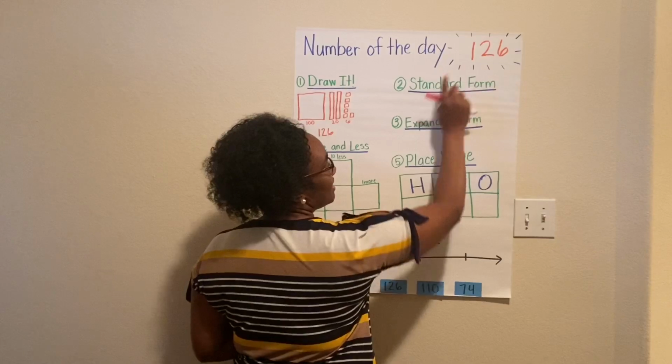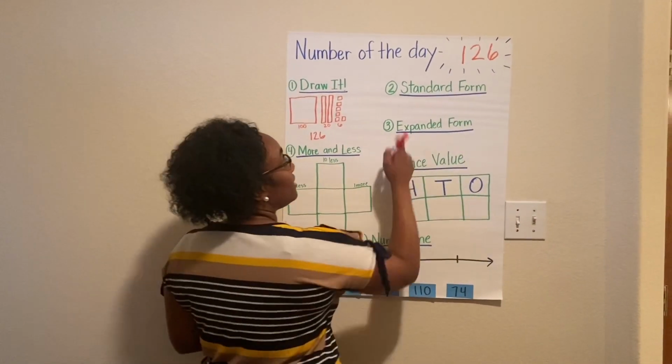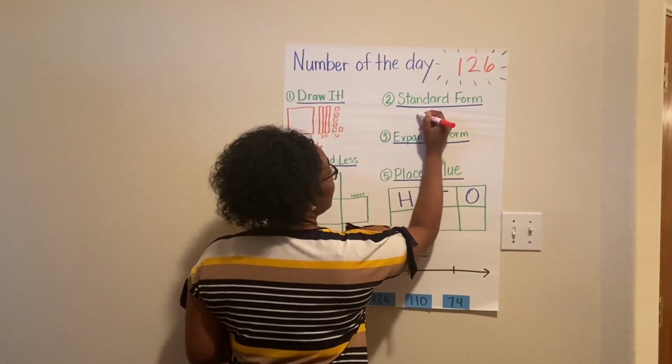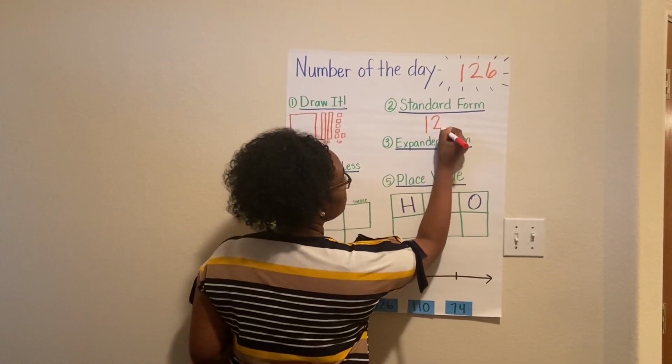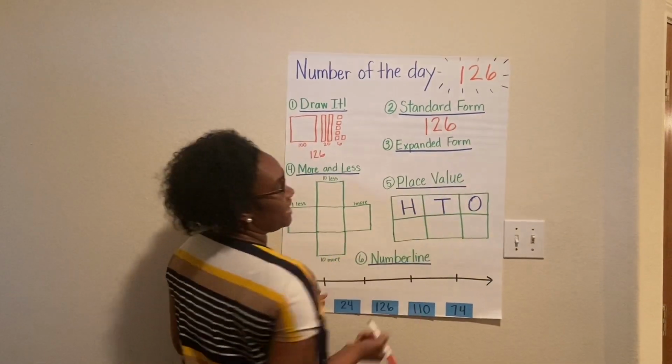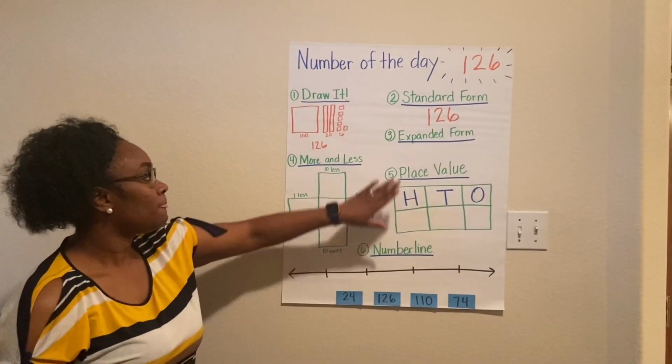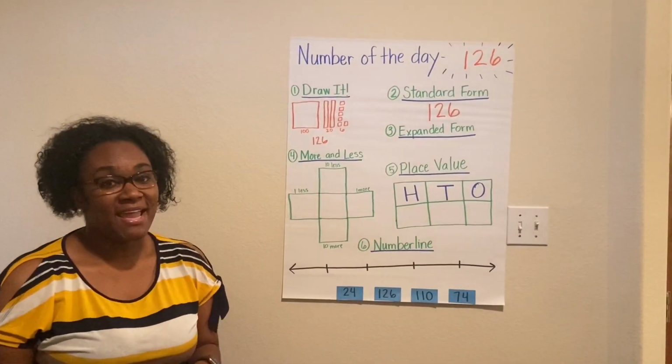Number 2, we're gonna write the number in standard form. Standard form is where we simply use the digits to write the number. So for our number of the day, 126, our digits will be 1, 2, 6, 126. Number 3, we have expanded form.